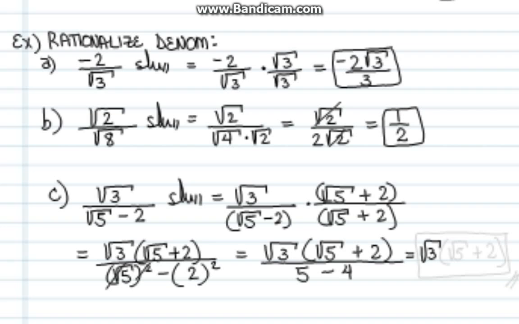Okay, so that gives us the square root of 3 times the square root of 5 plus 2 over what? Over 1. 5 minus 4 is 1. That's why you see nothing in the bottom. Now, that's my answer. Some of you say, well, shouldn't you distribute that multiplication? Well, sure, you could if you'd like. If you distributed it, you would get the square root of 15 plus 2 times the square root of 3. But I really don't consider that any more simple than what we have here. This answer is sufficient enough.